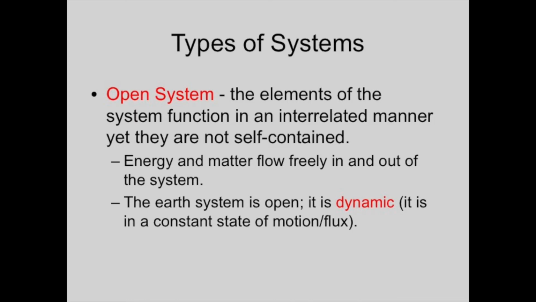Here we see solar energy of the kind described in relation to our example of the leaf freely entering the system, as well as heat. Heat energy also enters the Earth's system. And we realize too that heat is being lost back out into space. So the elements of our earthly system function in an interrelated manner, but are again not self-contained. Another way of looking at the Earth system is that we can recognize it to be a dynamic system, in that it is in a constant state of motion or flux.